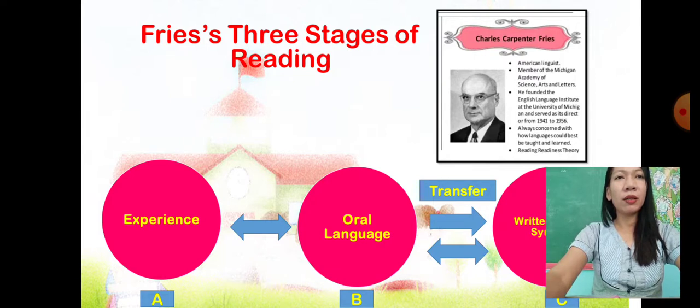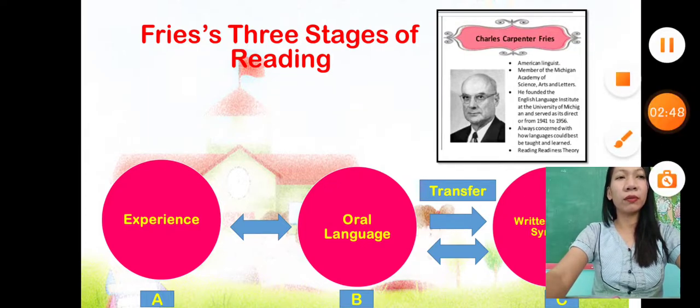Similarly, once he has learned to read, Circle C becomes a very powerful tool for learning, even more so than oral language. The arrow that has been added reflects Fry's view of reading as a process of transfer from auditory symbols to visual symbols.